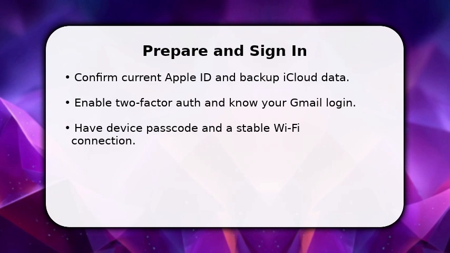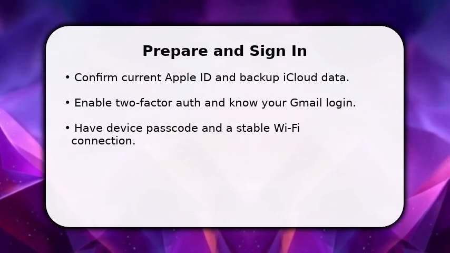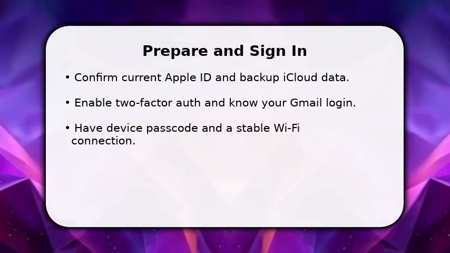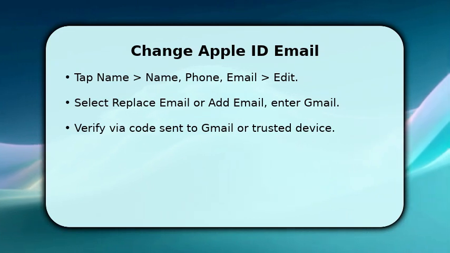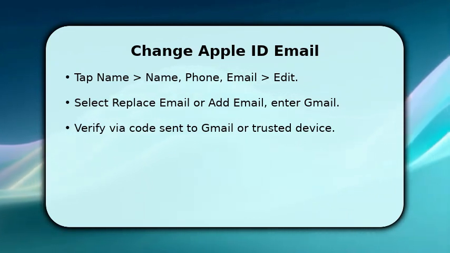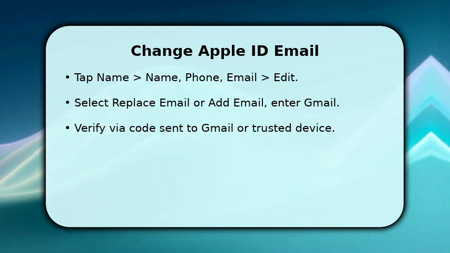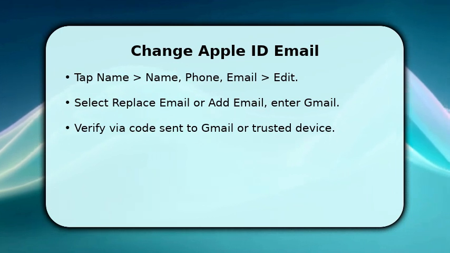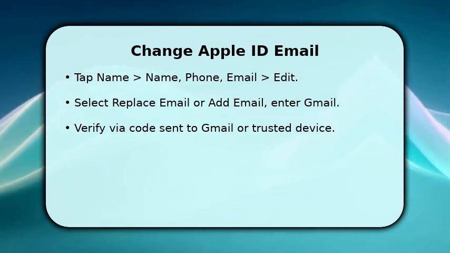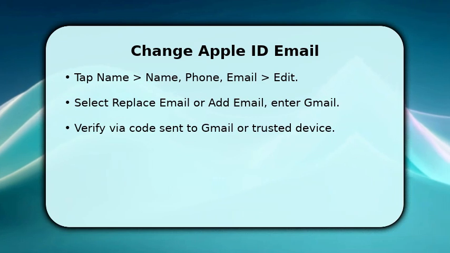Now open Settings or System Settings and tap your name to begin the change process immediately. You'll go to Name, Phone, Email, and choose Edit to replace or add an email address. This is how Apple links accounts. Enter the Gmail address you want, then request a verification code. Apple sends a code to that Gmail. Open Gmail, retrieve the code, and enter it promptly.